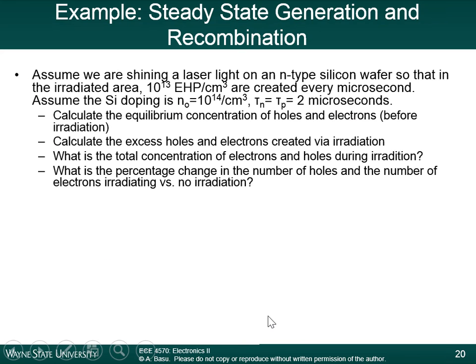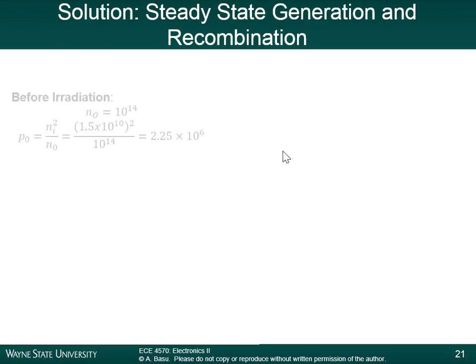So this is an example of steady-state generation recombination. I gave you the problem earlier. This next slide shows how to solve this problem. So the first thing we do, before irradiation, is figure out the base electron and hole concentration. This is the same problem that you've done in the previous chapter. Just find the electron and hole concentration.